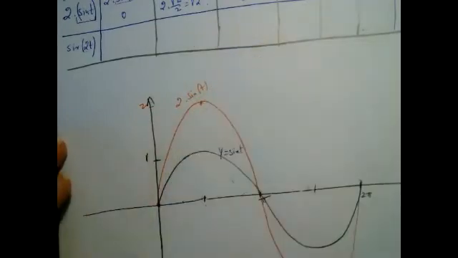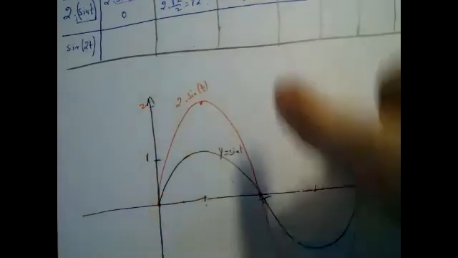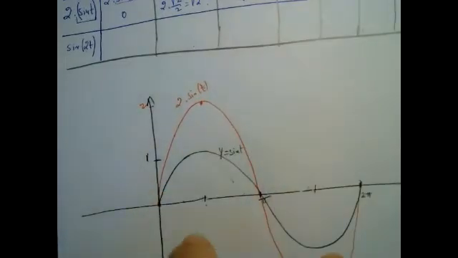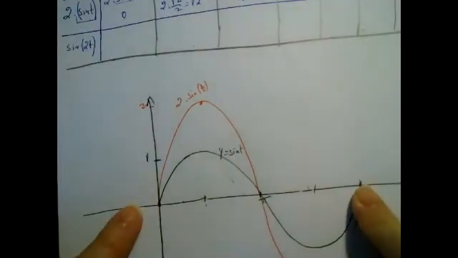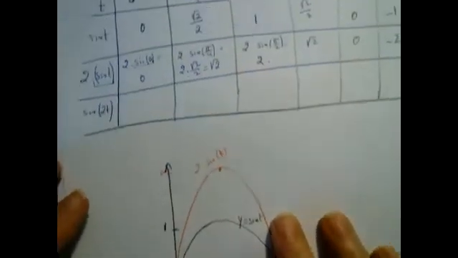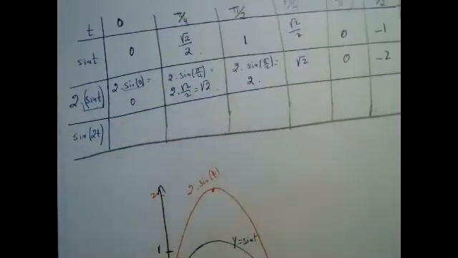So I don't change the period, and that's crucial. The period remains the same. I'm just stretching the output. So multiplying by 2 only stretches the value of the sine. It does not touch the period. The period is always 2 pi. However, what's the effect of sine 2t on the graph?